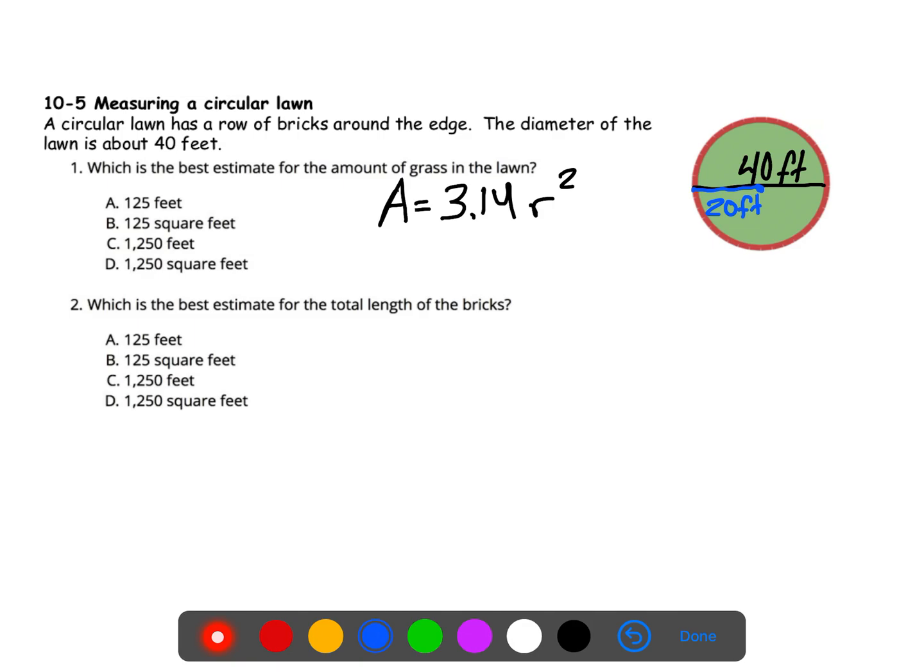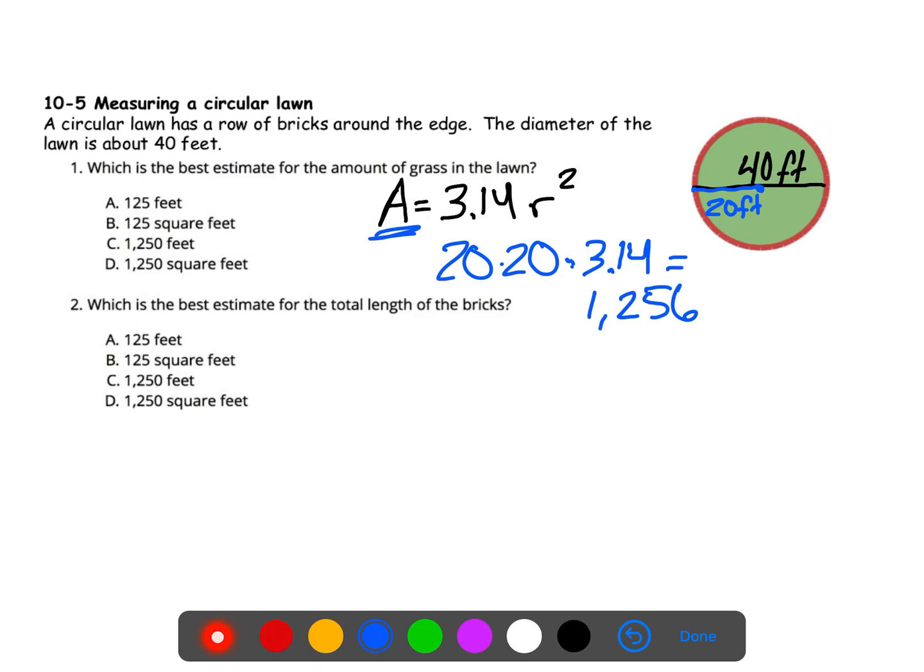That's what we need to start doing. We need to square our radius. Remember, that's 20 times 20. So we'll multiply 20 times 20, times 3.14. Now that's going to give an area of about 1,256. And remember, we're talking about area.